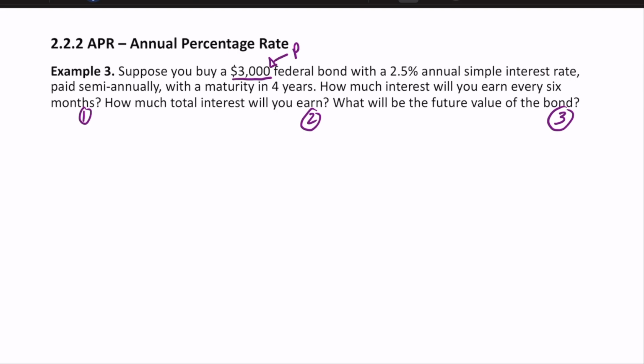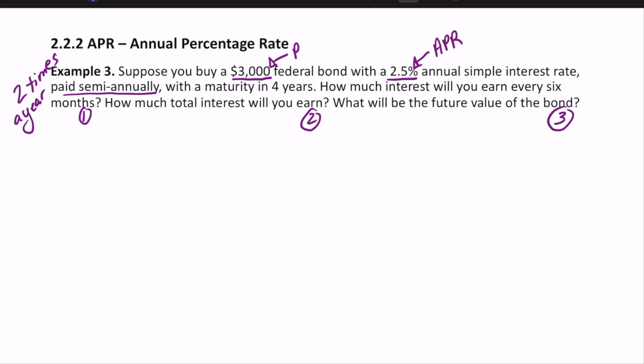The principal amount is $3,000, and then we have this 2.5%. Now this tells us that it is an annual simple interest rate. So this is actually my APR, not necessarily the rate that we're going to use in our formula for each period. It's the rate for the entire year. Now, as we read further, it says that this bond is paid semi-annually. So even though our interest rate is annual, the payment happens twice a year. So this is actually happening twice, which means that our rate is actually not going to be 2.5% for one period of time. So we'll look at that in a moment.